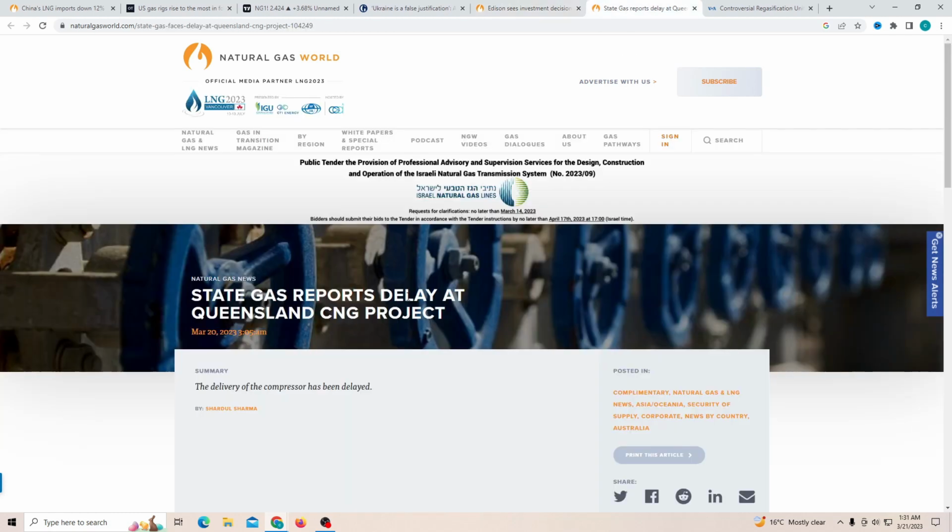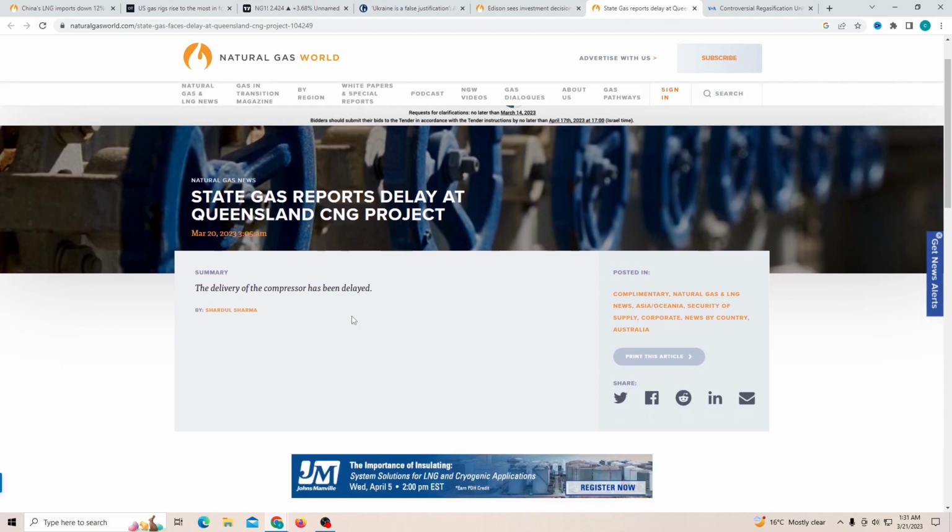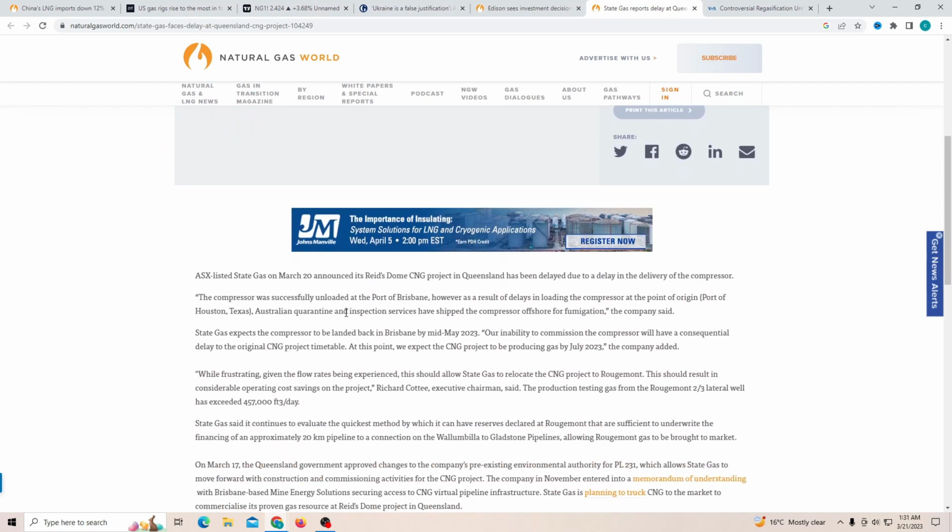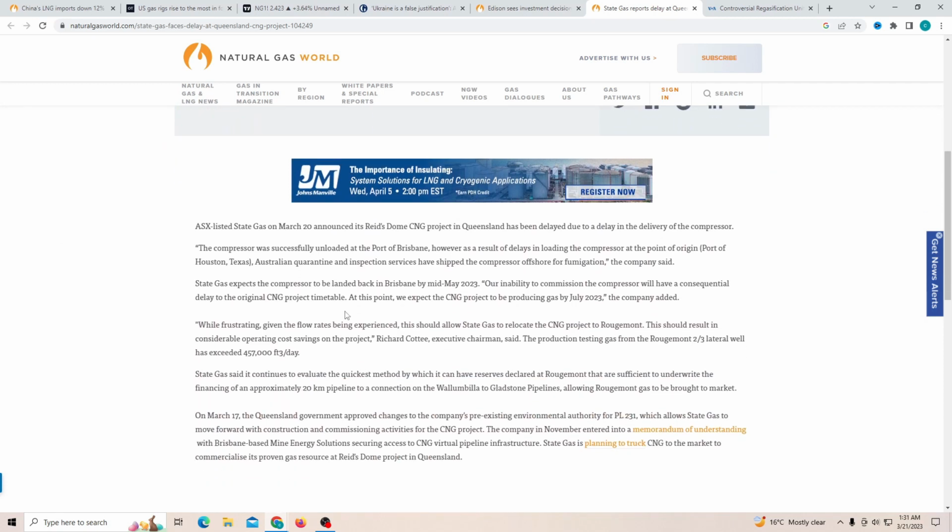The state gas report: delay at the Queensland CNG project, the delivery of the compressor has been delayed, and they're actually talking quite strongly, as Australians are not happy. Our inability to commission the compressor will have a consequential delay to the original CNG project timeline. At this point, we expect the CNG project to be producing gas by July 2023. So this is a slight delay in terms of what was expected and what will be coming through.